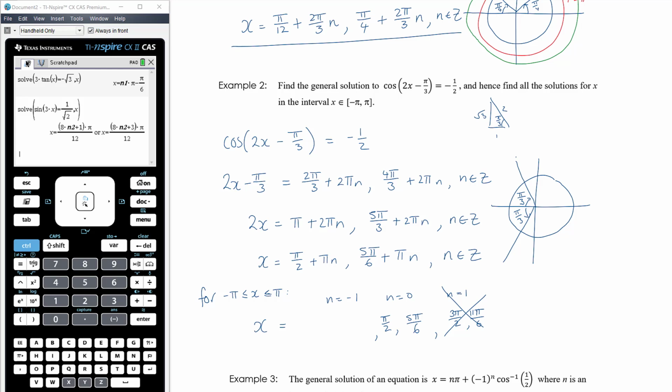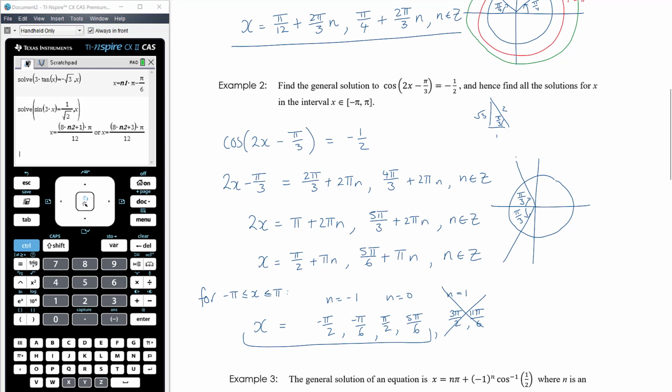N is -1. It would be pi on 2 minus pi, which is negative pi on 2. That's in the domain. And it would be 5 pi on 6 minus pi, which is 5 pi on 6 minus 6 pi on 6. So that's minus pi on 6, which is also in the domain. If n were to equal -2, we'd be taking 2 pi away from both of these solutions, and so they're definitely going to be less than -pi. Okay, so there is our 4 solutions that are actually in the required domain.